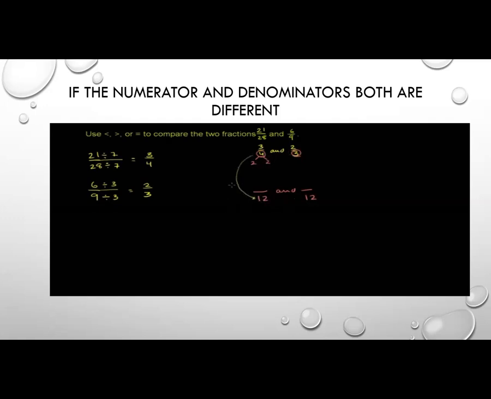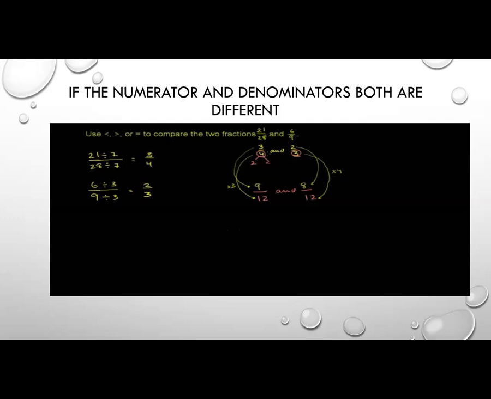To get from 4 to 12, you've got to multiply by 3. So we're multiplying the denominator by 3 to get to 12, so we also have to multiply the numerator by 3. 3 times 3 is 9. Over here, to get from 3 to 12, we have to multiply the denominator by 4, so we also have to multiply the numerator by 4. So we get 8.